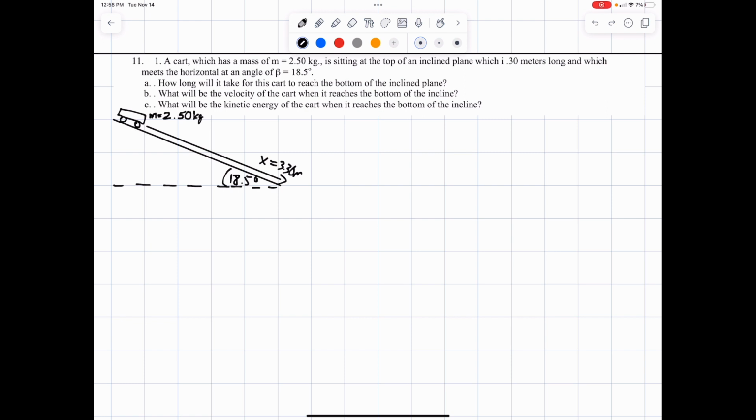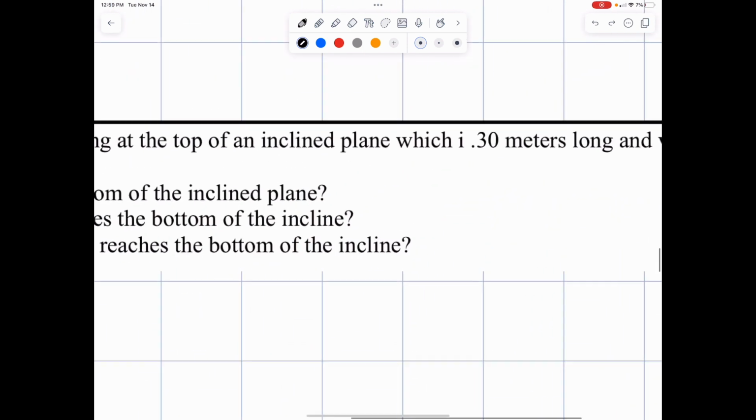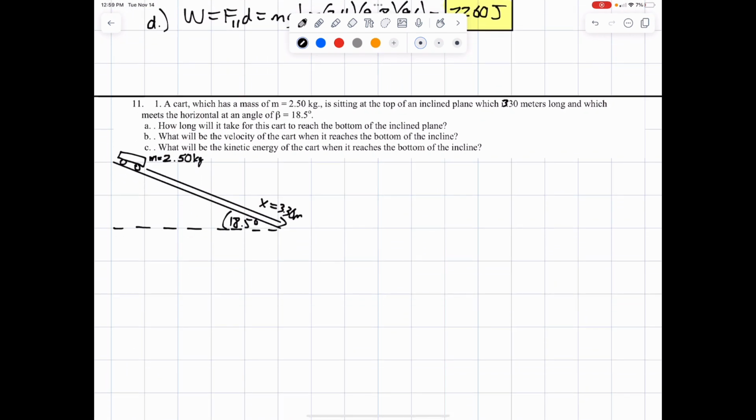And finally, number 11. A cart which has a mass of 2.5 kilograms is sitting on top of an inclined plane, which is about 3.30 meters. There's a little bit of a typo there. And that meets with an angle of 18.5 degrees with the horizontal. So how long will it take for the cart to reach the bottom of the incline? How long is time? And what will the velocity be when it reaches the bottom of the incline?